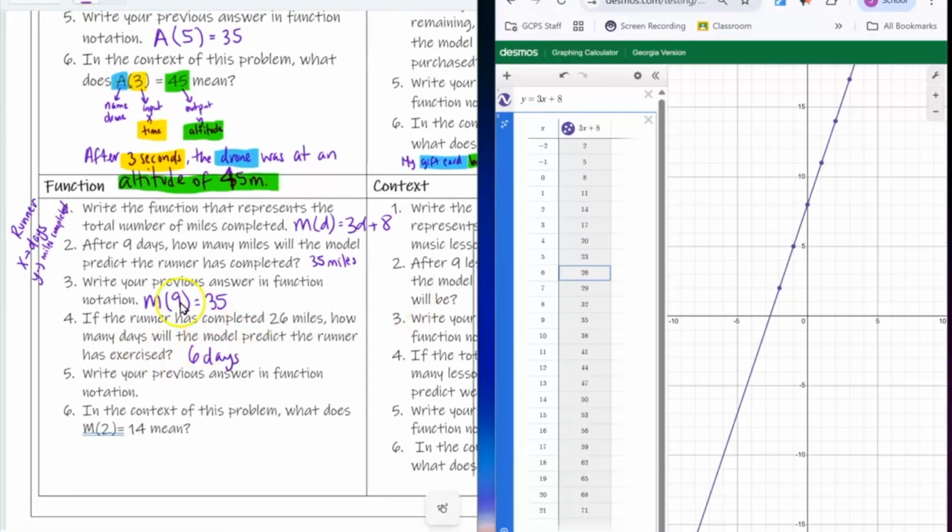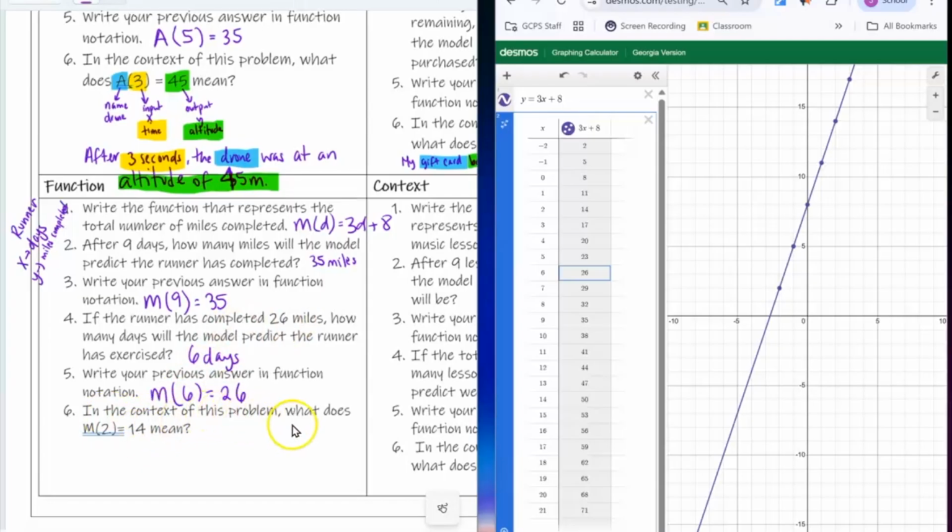Okay, how do I write that in function notation? So I've got 26 miles and 6 days. My name of my function is M. Then my input is D, so the one that has D is 6. And my output is miles, which is 26. So that is my function notation.